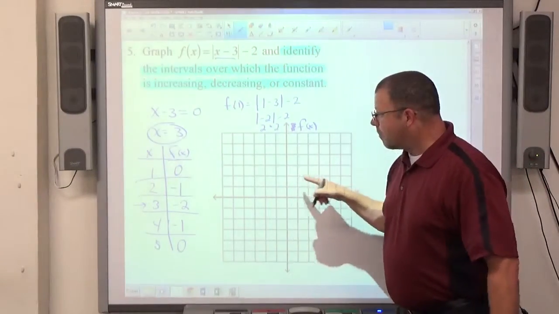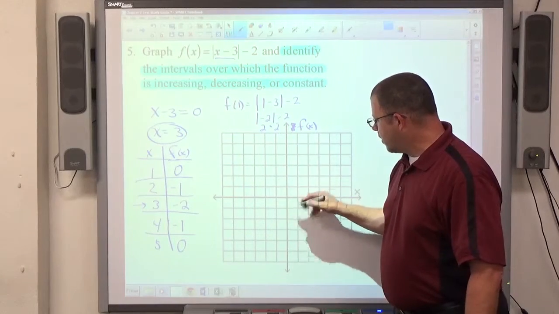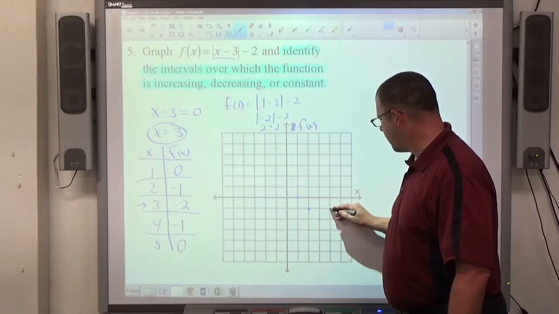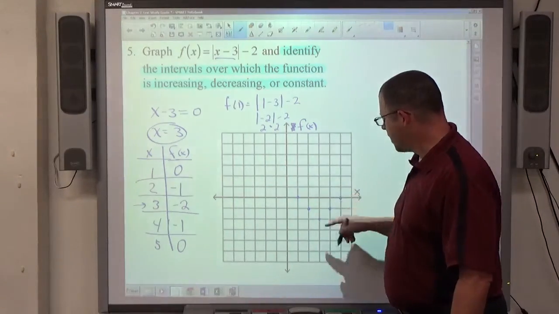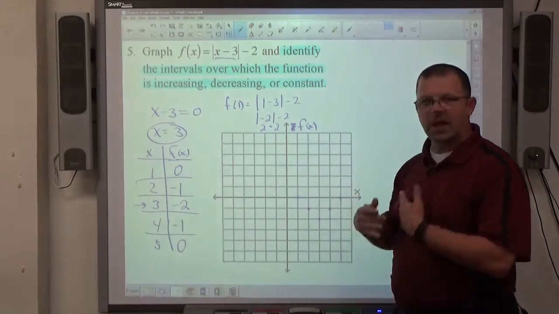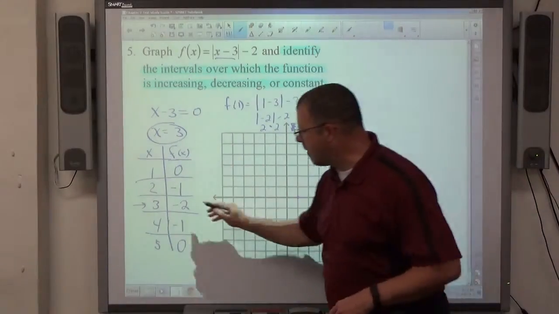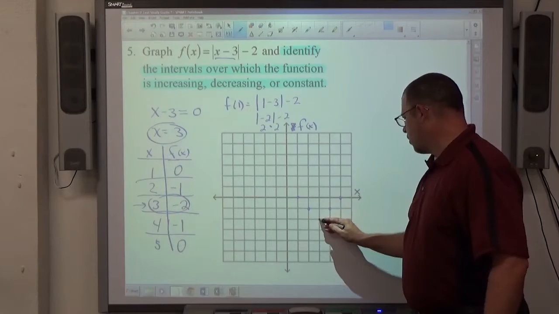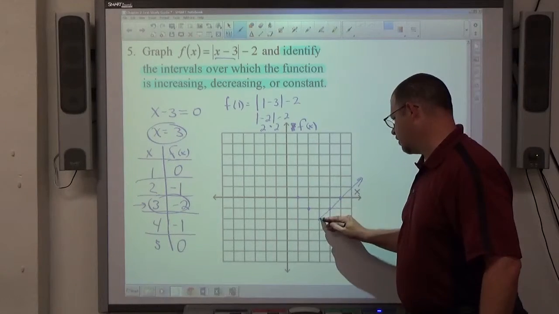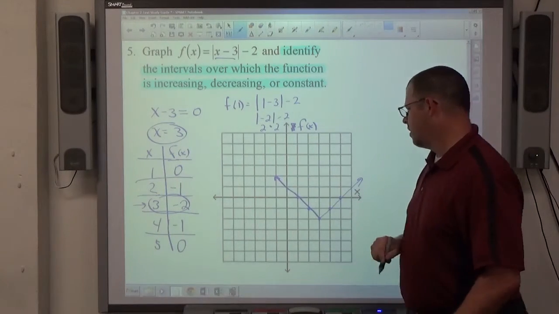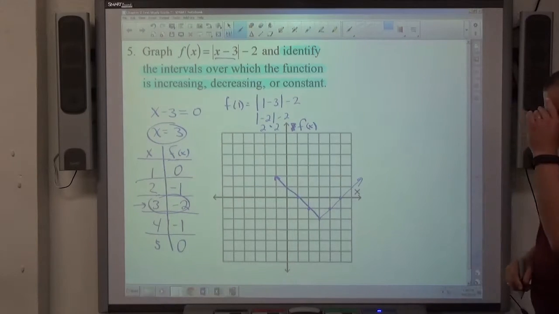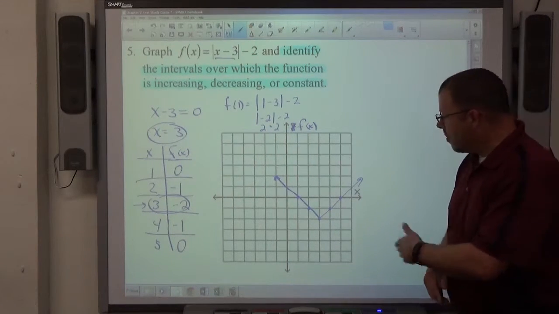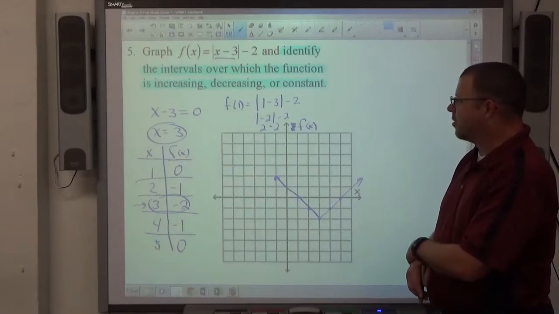Alright, if I plot the 5 points I got, 1, 0 is right here, 2, negative 1, 3, negative 2, 4, negative 1, 5, 0. It creates this V shape, which is kind of what you're expecting in an absolute value graph. At the magic number, it should take a sharp turn, which it does. This graph is going this way, and that way. Preferably use a straight edge when you're doing it on your test. My lines aren't very straight there. But that's all an absolute value graph is going to typically look like.